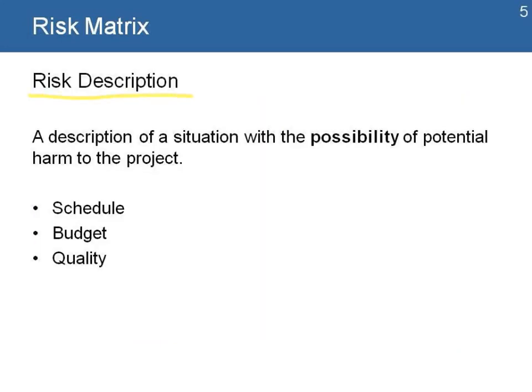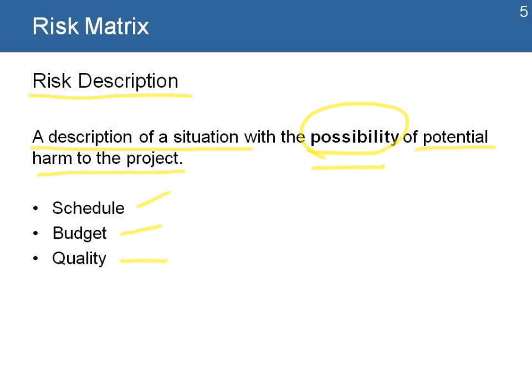The description of the risks is a description of a situation with the possibility, again this is the important word, because we need to describe it as a probability of a potential harm to the project. Mostly the harm needs to be quantified in terms of schedule, if there's going to be delays to the project, budget, if it is going to cost us more, or quality, if there are going to be problems in the deliverables of the project. I need to stress the need to describe the risk always as a possibility, because we're dealing with probability, something that may or may not happen.